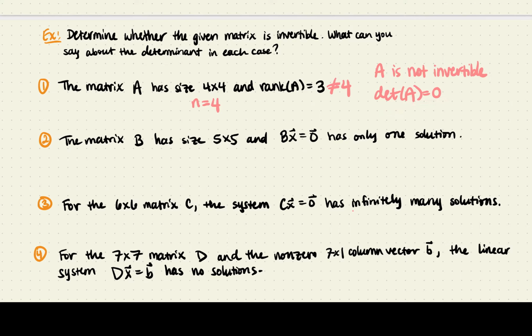Okay, let's look at this next matrix B here. It's 5 by 5, and we're told that Bx equals 0 has only one solution. Now, I should point out here that the vector x equals 0 is always a solution to a homogeneous system.